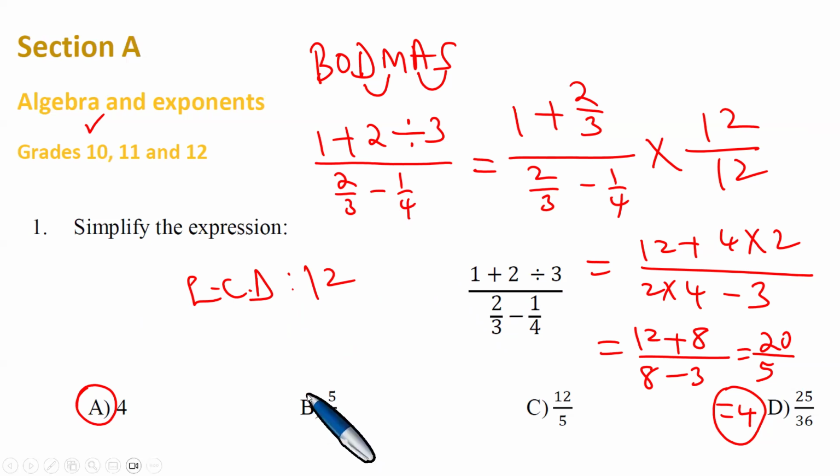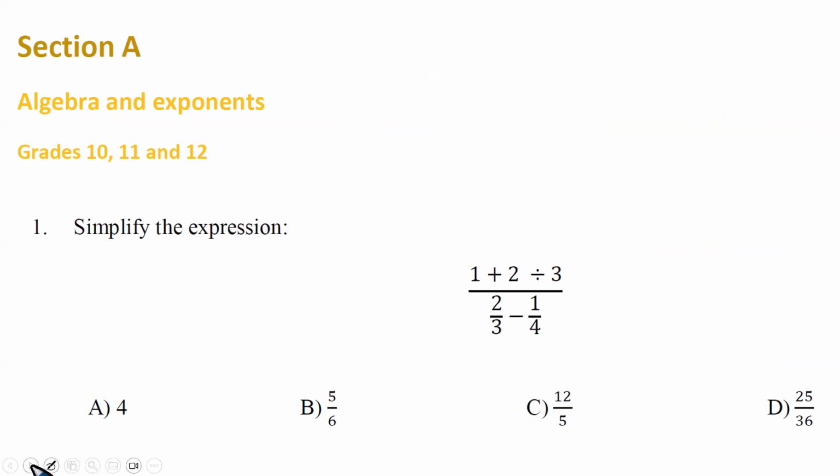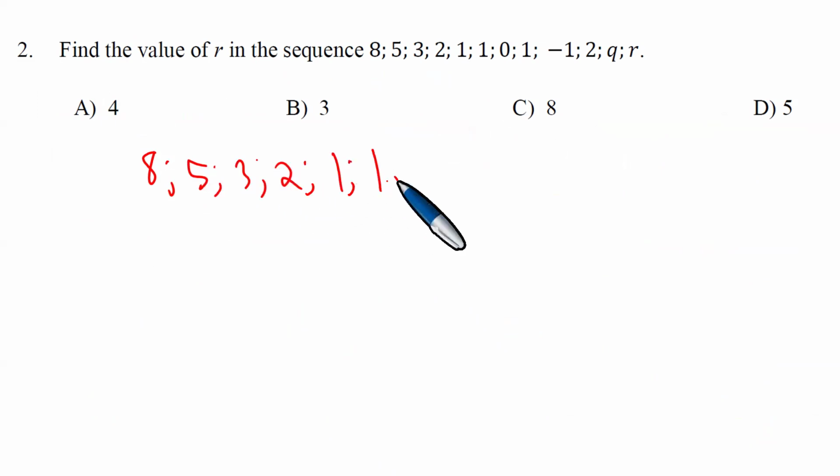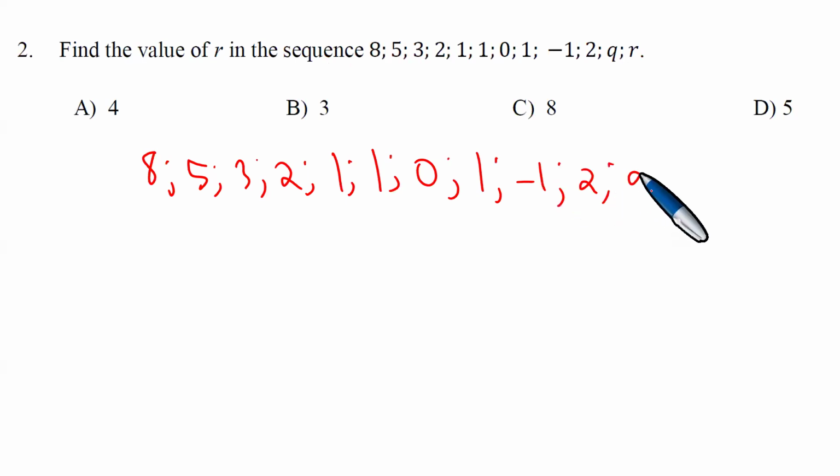Okay, we move to the next point. The next point is this one, number 2. Find the value of R in the sequence. We have the numbers 8, 5, 3, 2, 1, 1, 0, 1, minus 1, 2, Q, R. What is the difference here, for example? Is there any ratio that is common here?